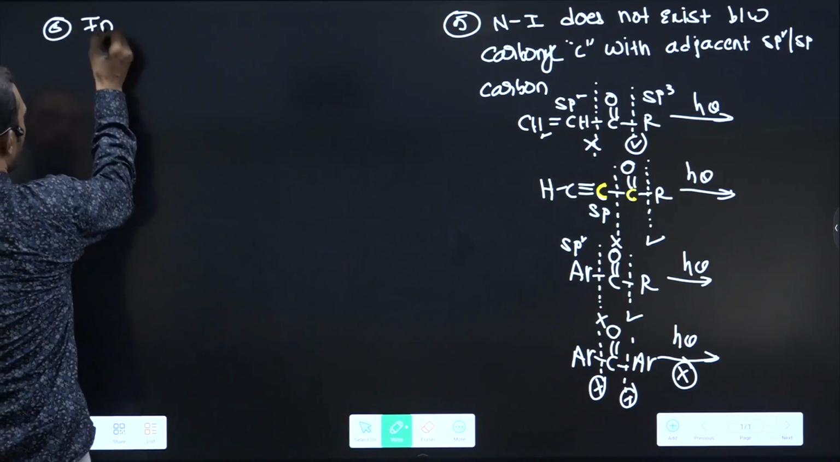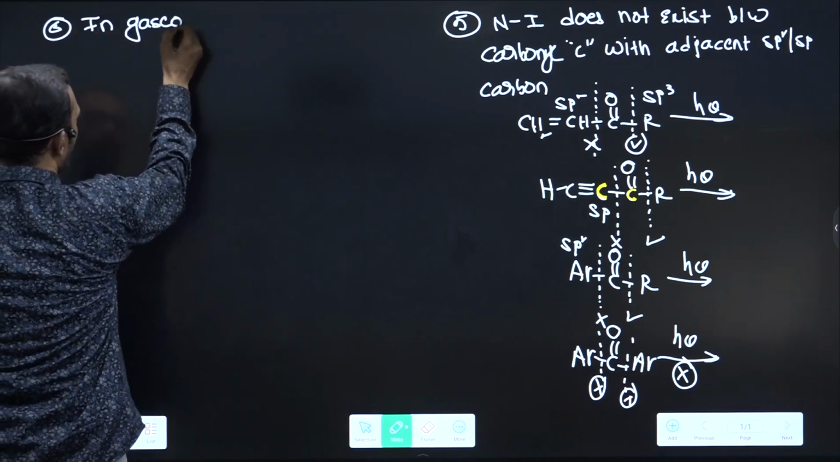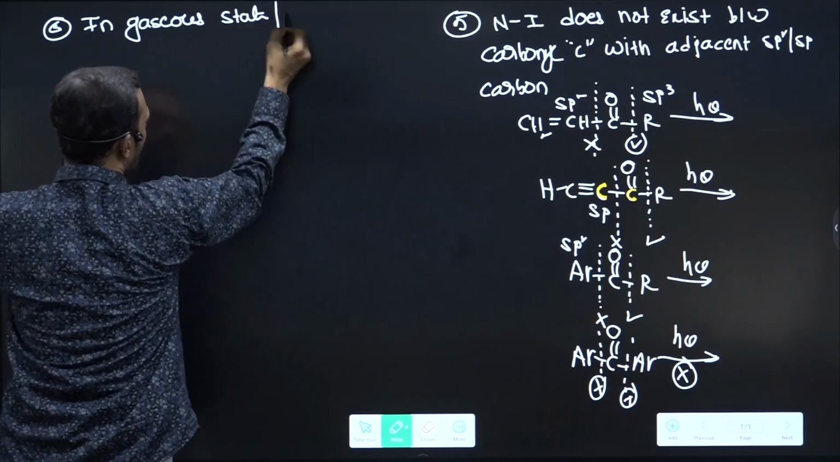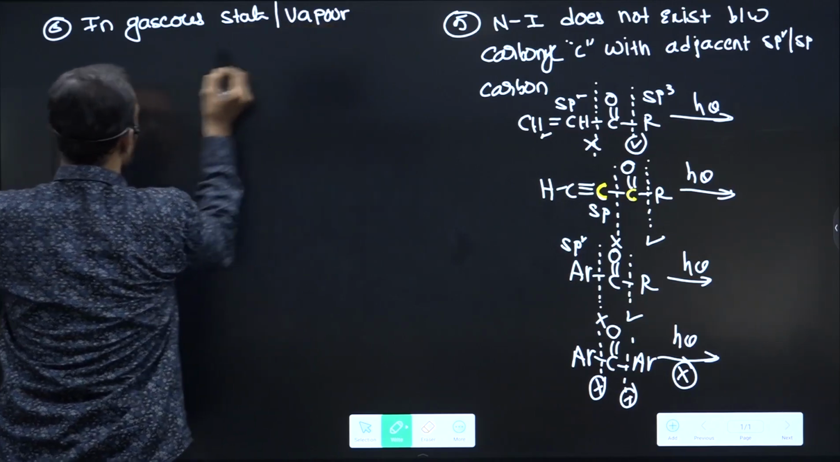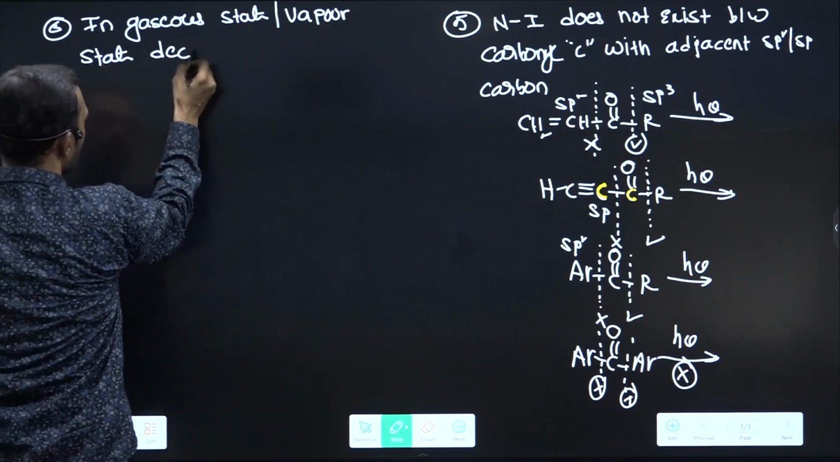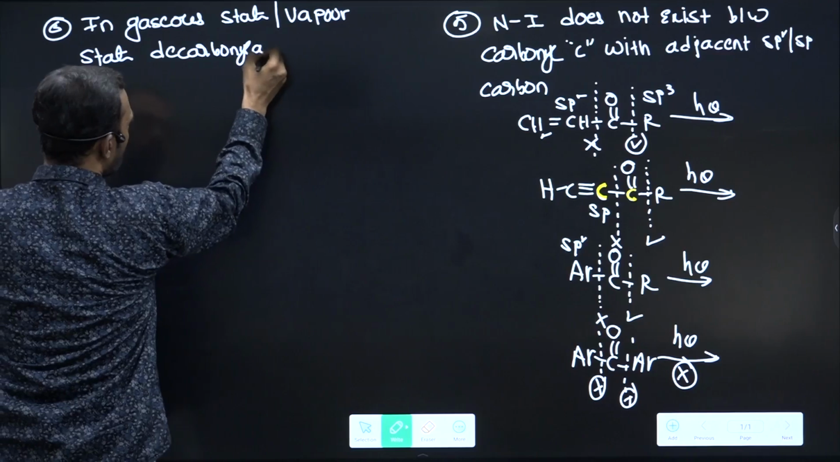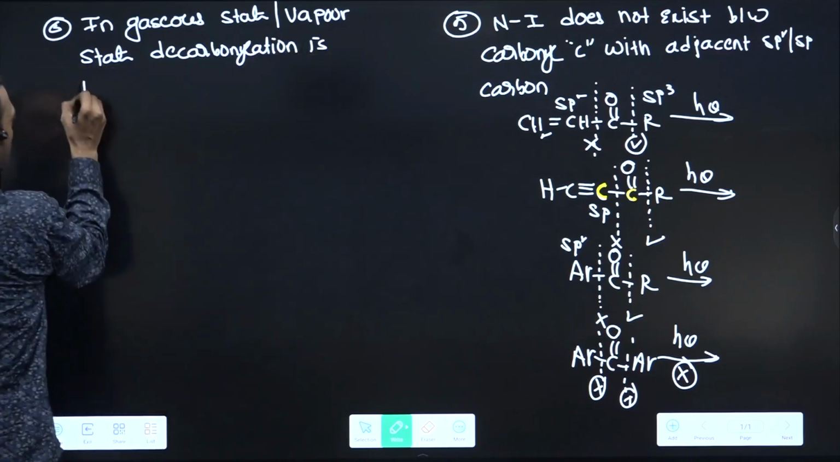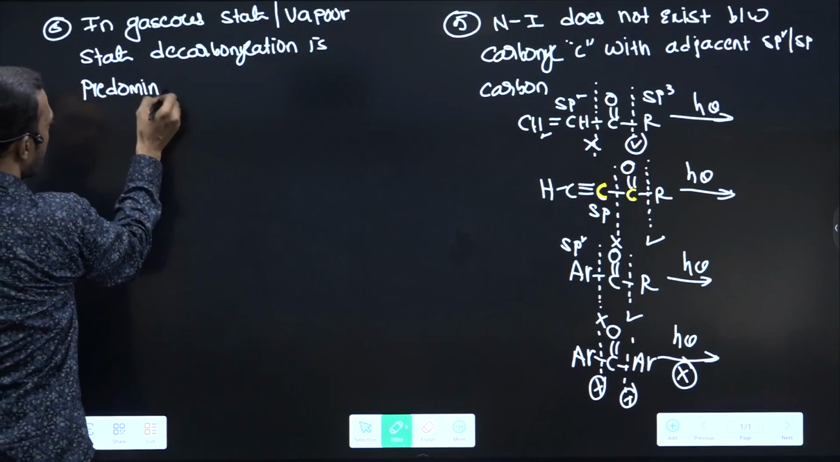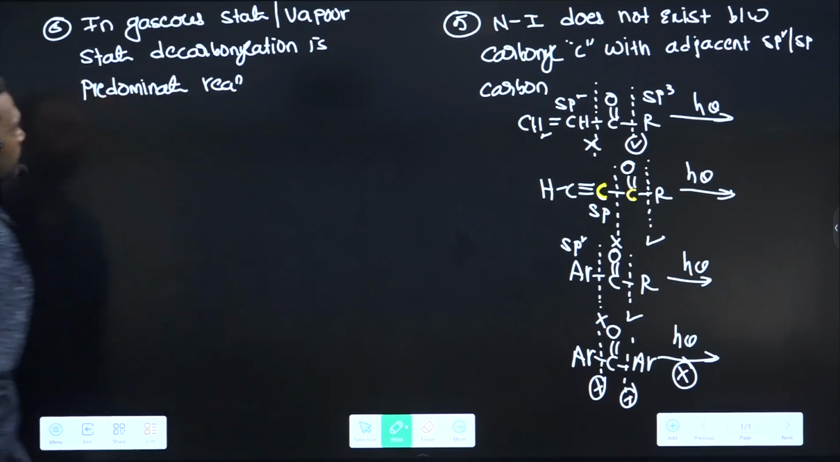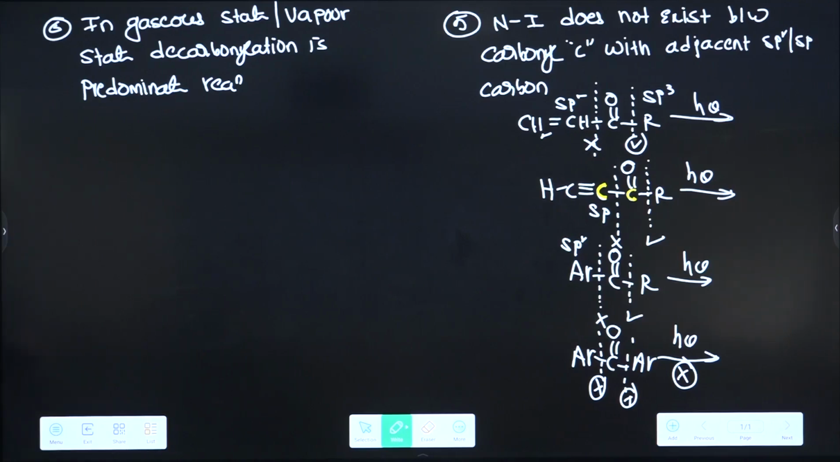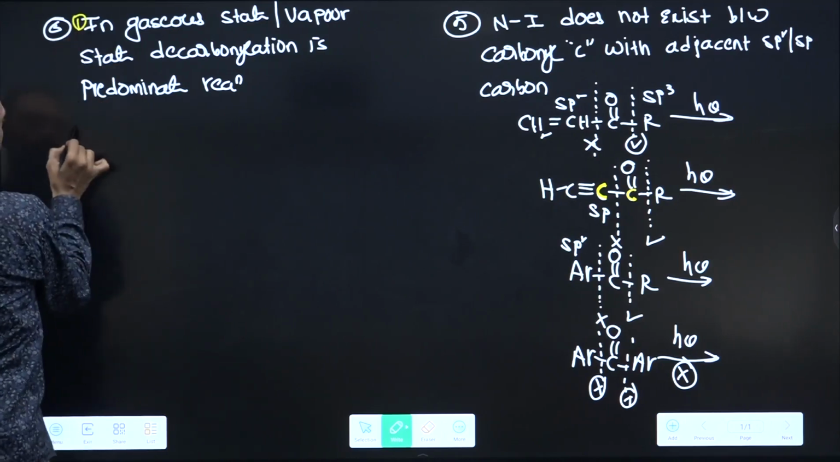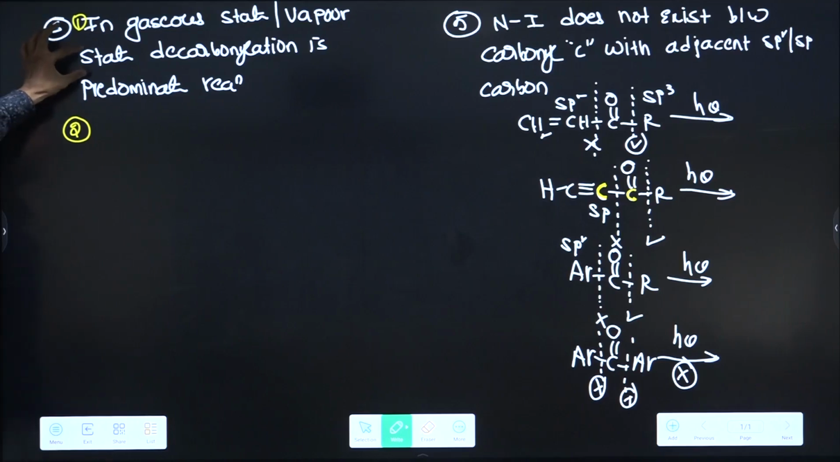So next, in gaseous state or vapor state, decarbonylation is the predominant reaction. Here you need to remember this point. Norrish one in the gaseous phase: what is the reaction? First is removal of CO, that is major. These are the key points which you require. In gaseous or vapor state, decarbonylation is predominant in Norrish one. Even if they do not mention the gaseous phase, this dominates.